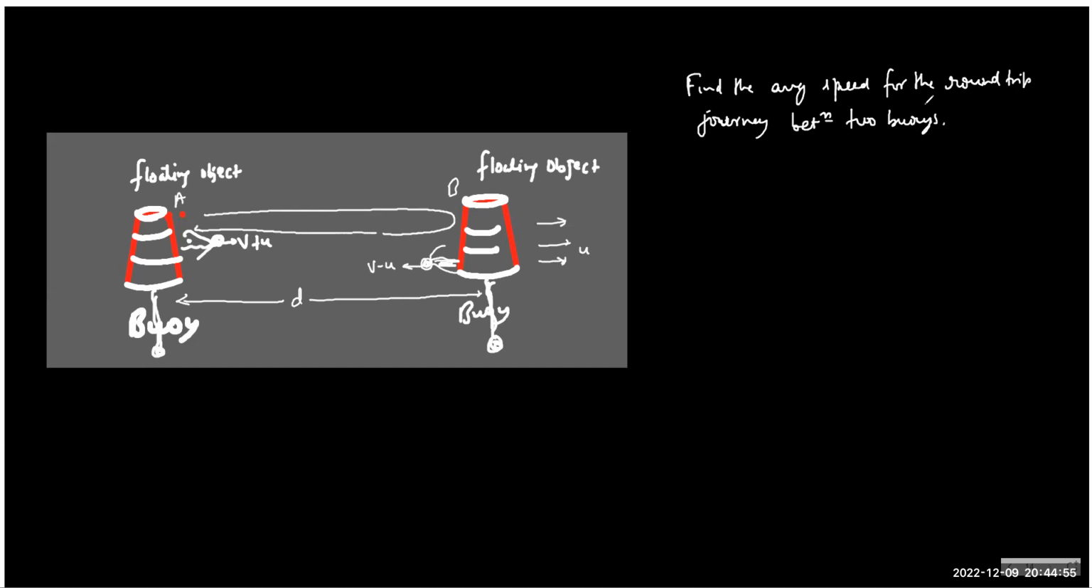I hope you know the definition of average speed. So I'm getting the answer as (v square minus u square) by v. Correct. I think that should be the answer.